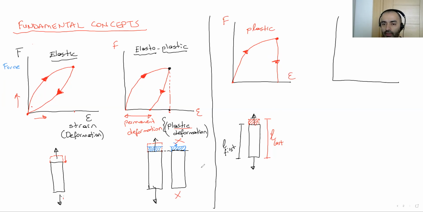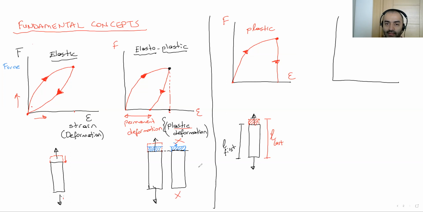It's plastic behavior. We apply load, the member length increases. When we take out the load, the length doesn't change. There's a permanent deformation. It doesn't go back, a little bit or completely. It stays like under loading. Okay, so this is plastic behavior.